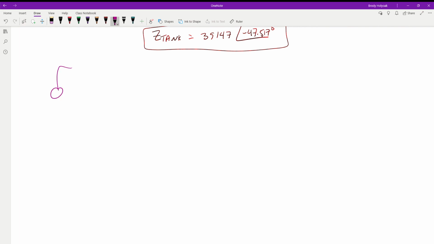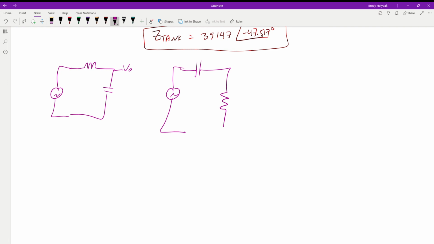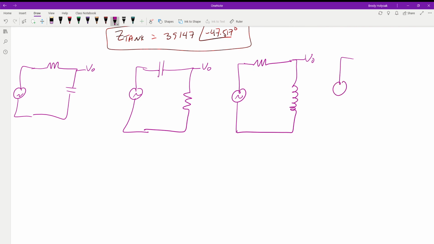So the 8 circuits that we have: our generator, we have a resistor, we have a capacitor. Our output is being taken across the capacitor. We have the opposite of that one, where we have the capacitor with the resistor, with their output being taken there. We have our resistor and the inductor with the output being taken there. And the last one of this style is the inductor and then the resistor with output being taken there.